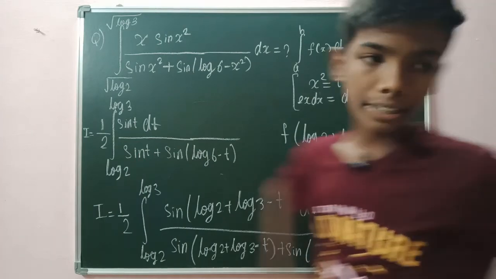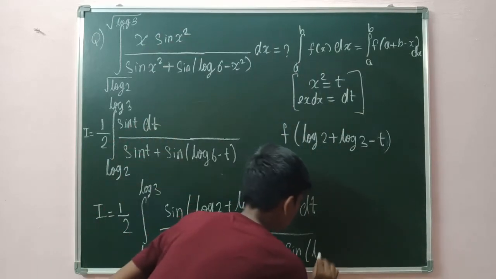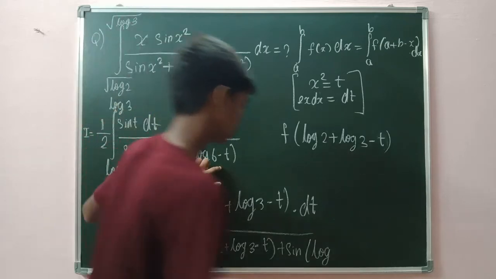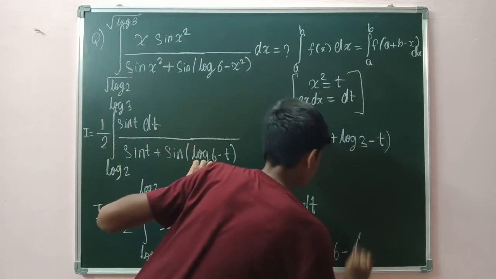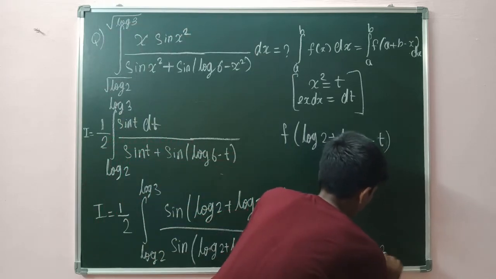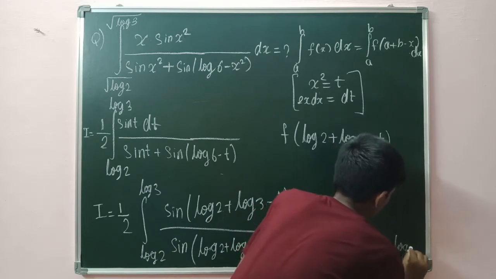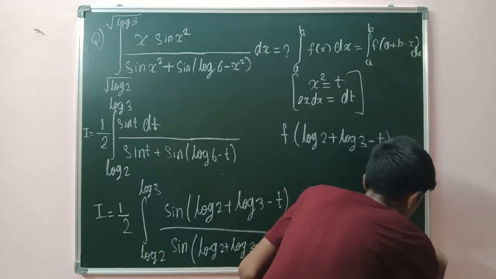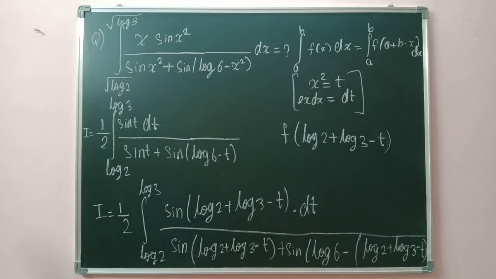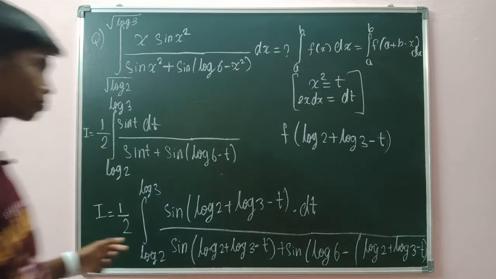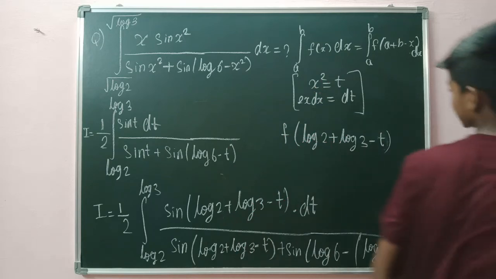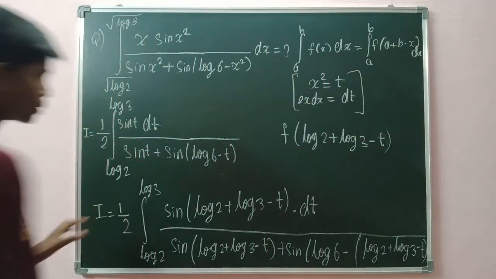Okay. So what you will get is, I will be left with log of 6. 6 will be 6 only. Then minus, I should write this t as log 2 plus log 3 minus t. This is how I will write it up. This is a new form of integral that you will be left with when you use the King's rule.